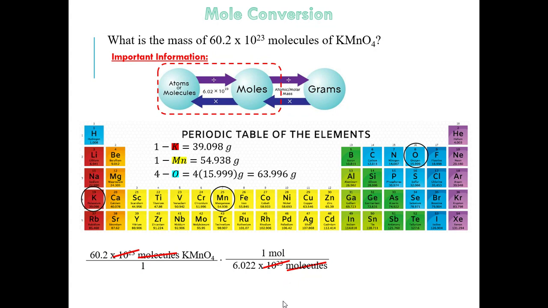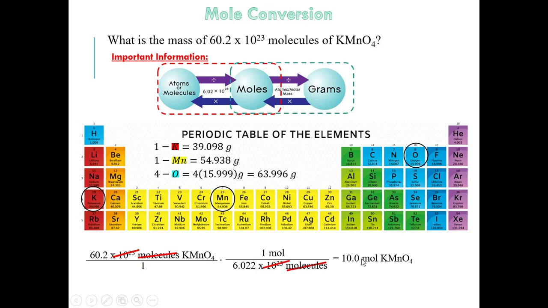Okay, so if you need to, punch in your calculator. If you punch in 60.2 divided by 6.022, you should end up with about 10 moles of potassium permanganate. I think you get like 9.99996 or whatever. I'm just going to round up to 10.